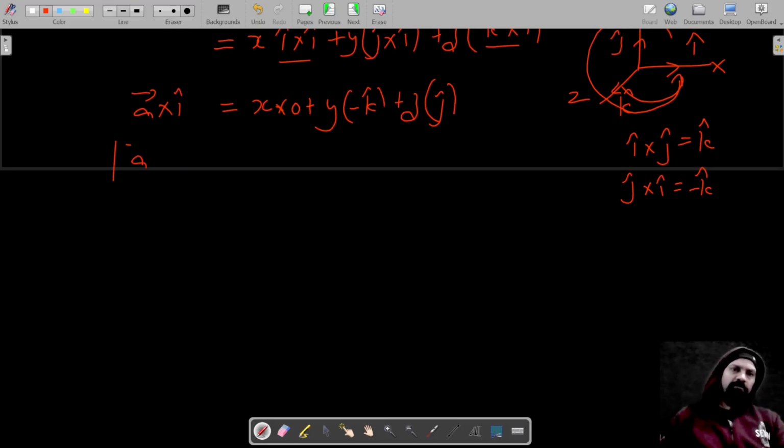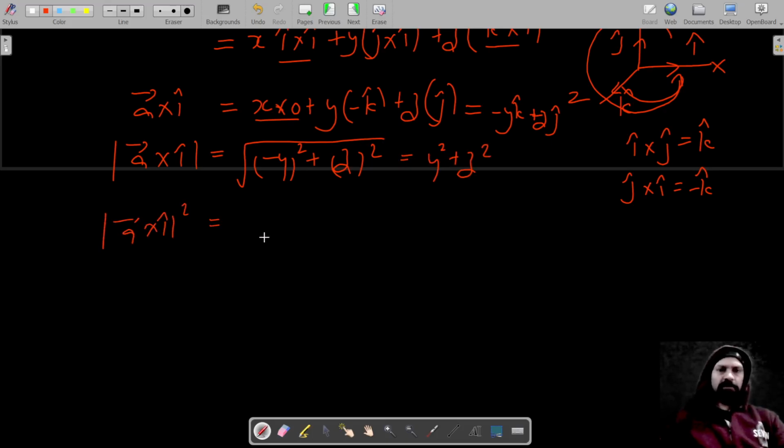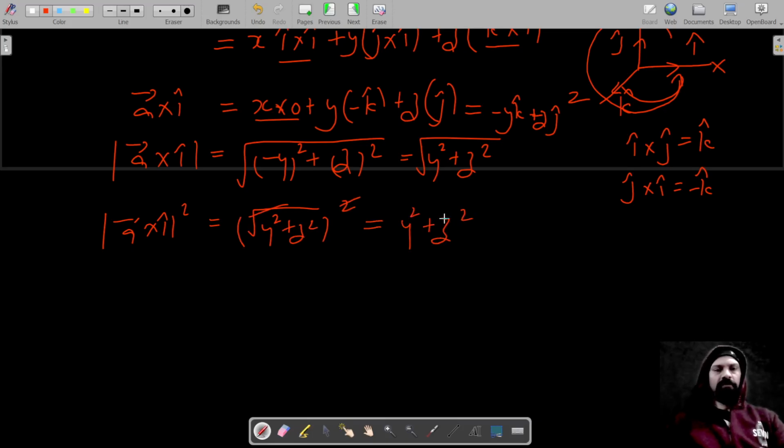Now let's find its magnitude. So magnitude of A vector crossed with I cap is equal to, this is 0, so this finally becomes negative y k cap plus z j cap. Its magnitude is the square root of negative y square plus z square, which is the root of y square plus z square. And if we have to find the square of this, the root and the square cancel, which is equal to y square plus z square.